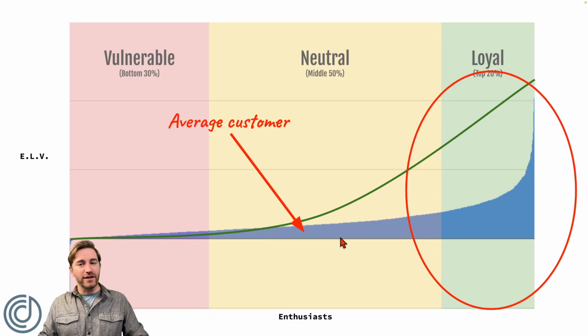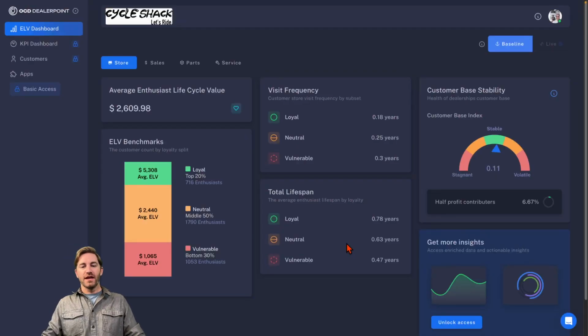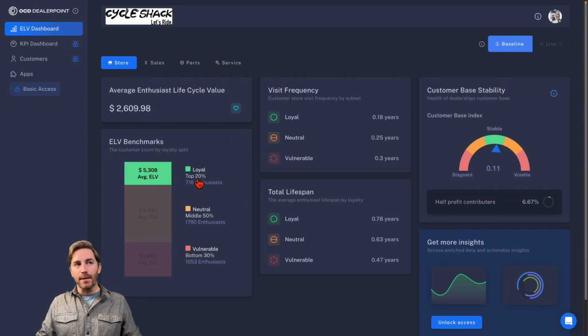So even if our traffic is slowing, we can still be profitable by focusing on the most loyal and most engaged customers that we currently have. So let's go back over to your platform. That's what these numbers tell us. In this example store, the loyal top 20% of customers are 716 enthusiasts.